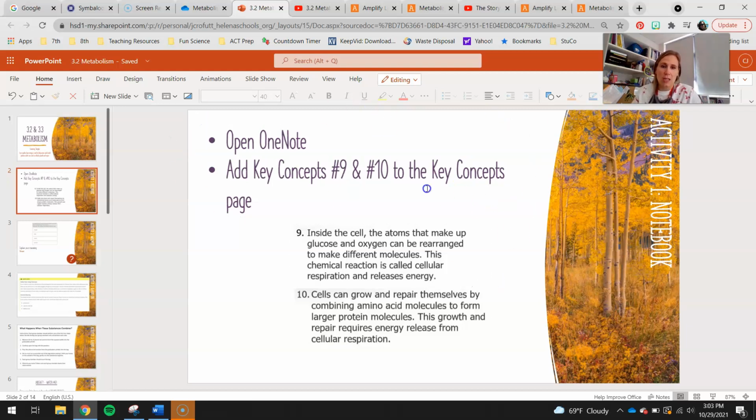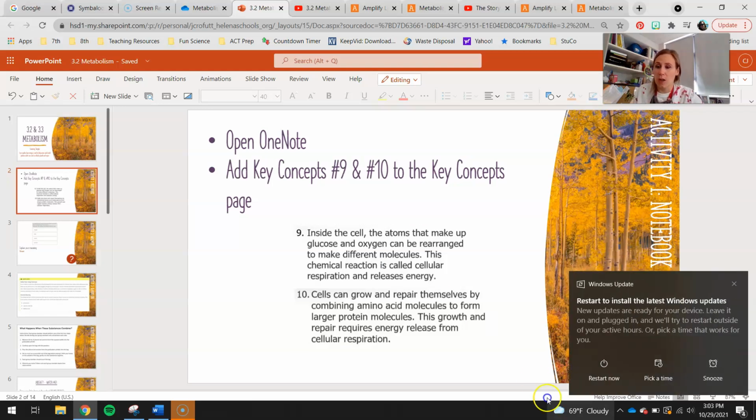Okay, so the first thing you should have done when you came in the door today is your bell ringer. You have key concepts 9 and 10 to add to the key concepts page of your metabolism section of your notebook. Key concept number 9: inside the cell, the atoms that make up glucose and oxygen can be rearranged to make different molecules. This chemical reaction is called cellular respiration and releases energy. So when you go for a run, maybe you eat a banana and obviously you're drinking water, breathing air as you work out.